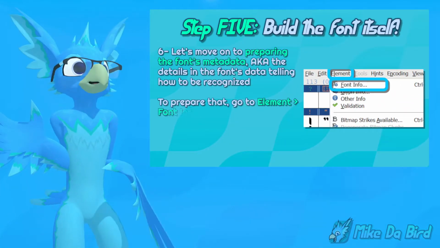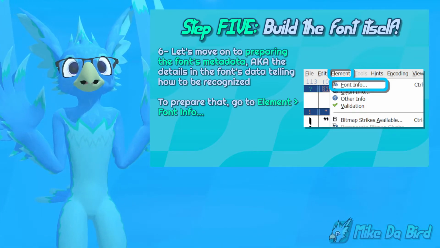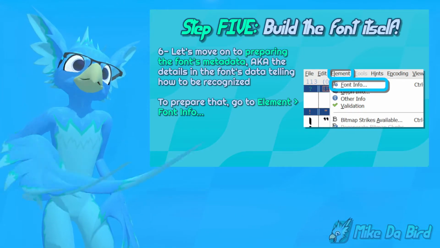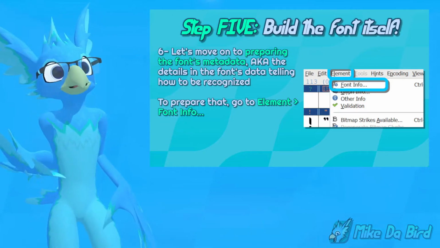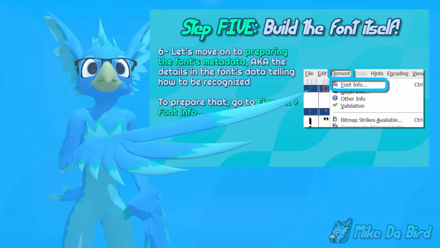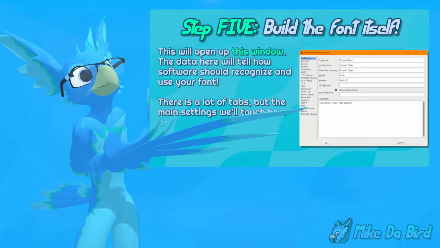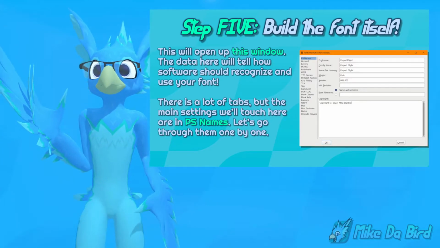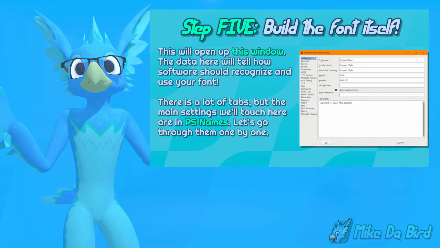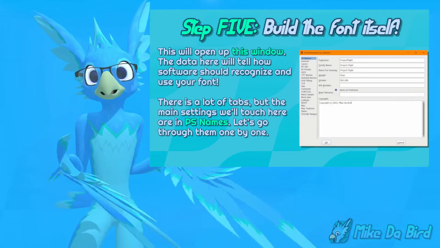So once that's done, let's just move on. After adjusting all those letters, let's move on to preparing the font metadata, aka the details in the font's data telling how to be recognized. So to prepare that, you go to Element, Font Info. And this will open up this window, where all the data that the font has will be entered. And this is what software should recognize and use a font.